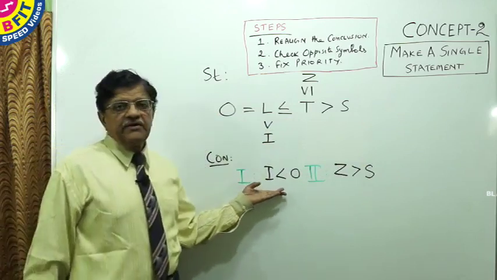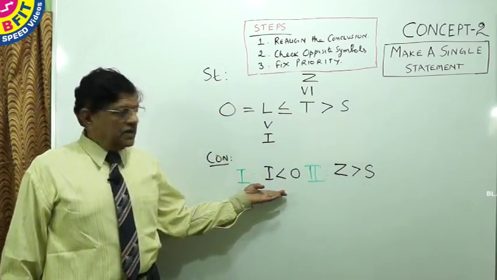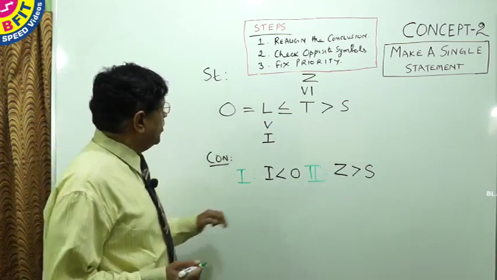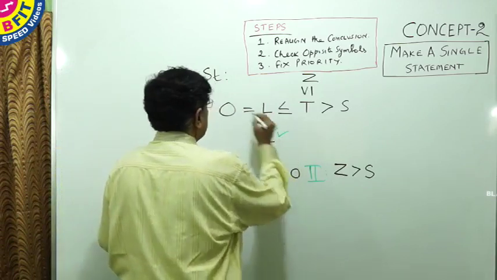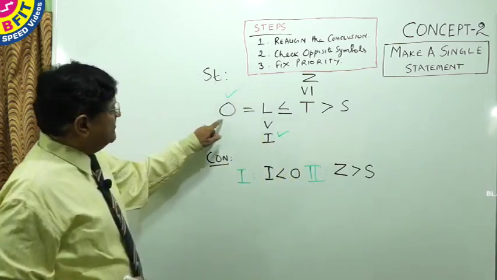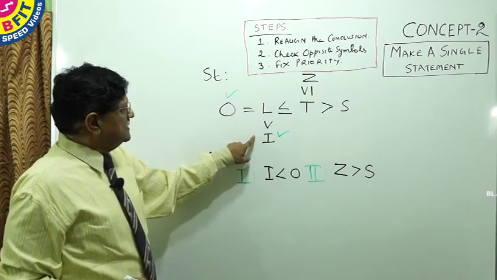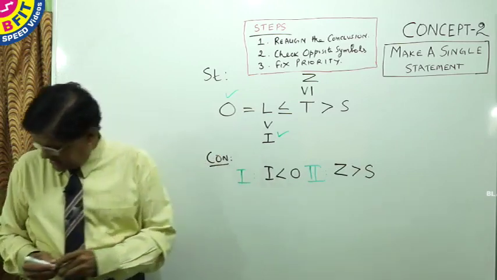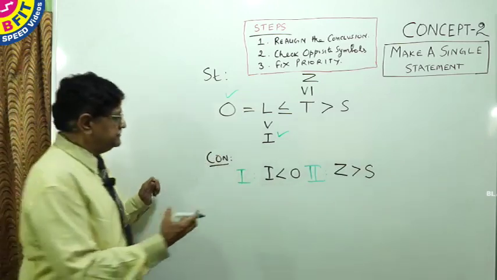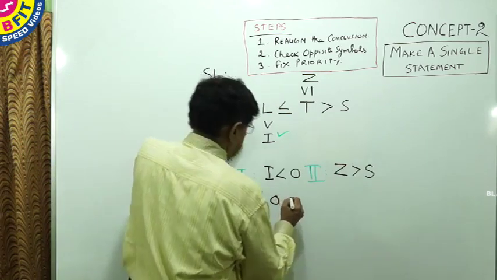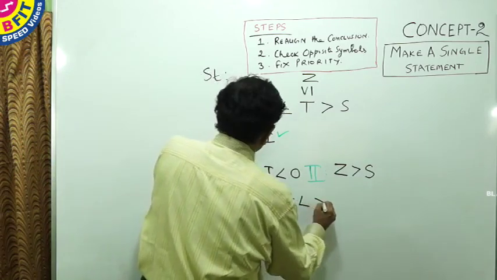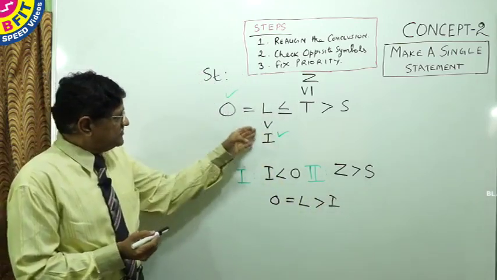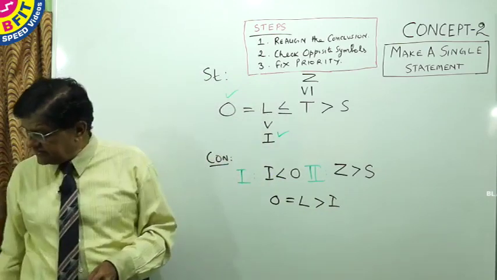Now we will verify the first conclusion. The elements are I and O. Where is I? I is here, O is here. Now we will write a separate statement covering O and I. The statement is O is equal to L greater than I. This is the statement we have derived from the grid.